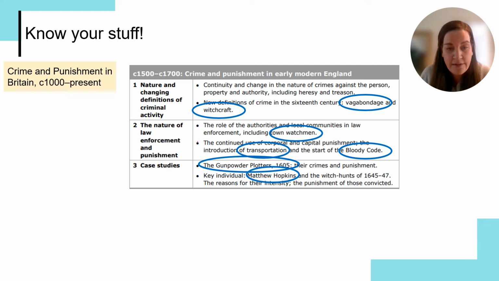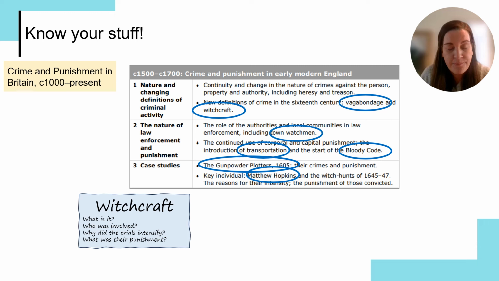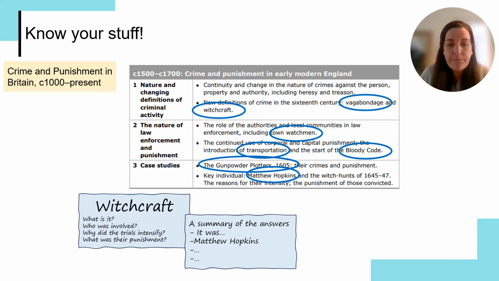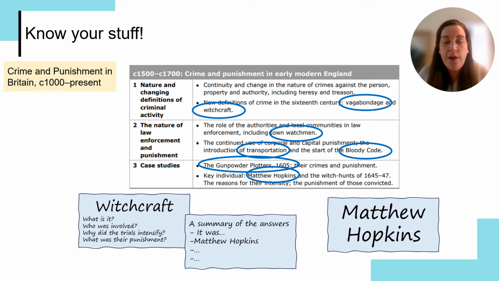For example, here from the Crime and Punishment unit, you can make a flashcard on witchcraft. On one side, you have all the questions: what it was, who was involved, why did the trials intensify? And on the other side, you could have the answers as well. You can then test yourself or ask somebody else to test you. I know other students have made posters, mind maps. There's lots of different ways that you can use this that suit your best style of revision.